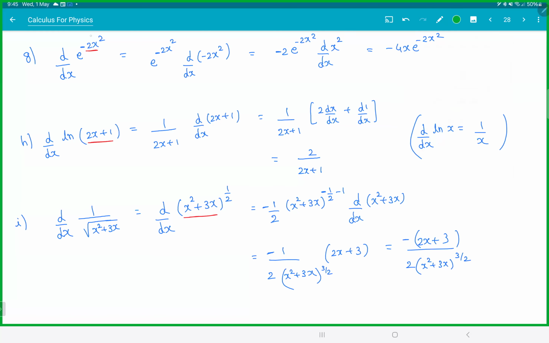G is like what? E power something. So e power something is what? E power something. Now what is something? Minus 2x square. Differentiate that. So minus 2 will come out. What, x square's differential is 2x. So that 2 and this 2 will become minus 4. And then x is left now. X square is 2x. So minus 4x.